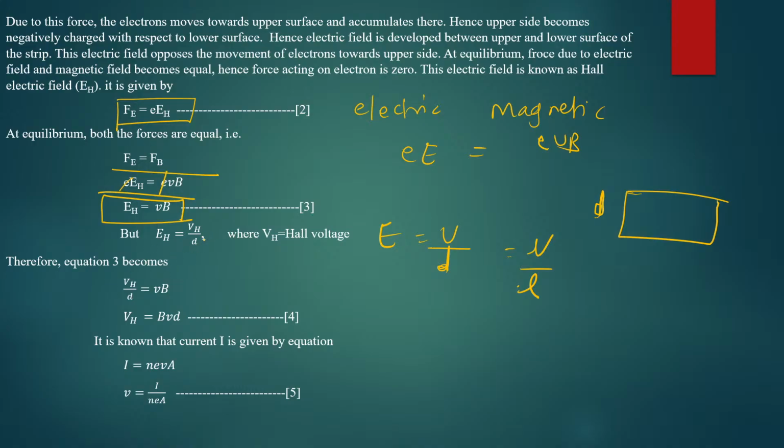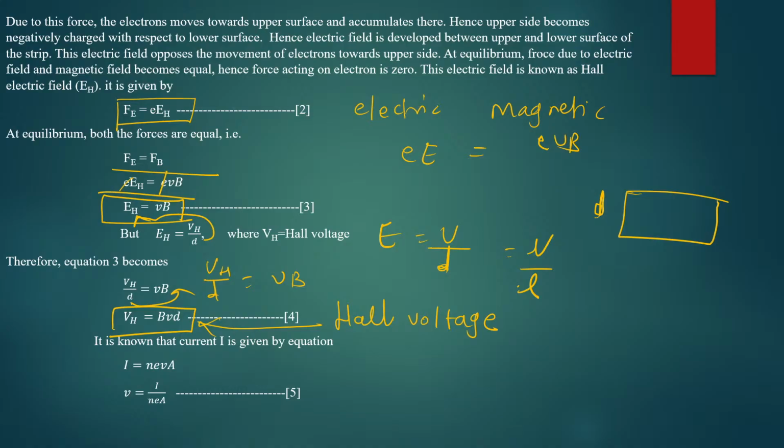Putting it in equation number 3, V_H by D is equal to vB. Now D is multiplied on the other side, so this is our V_H, and we call it the Hall voltage. If the Hall voltage is asked, you only have to write up to this much.